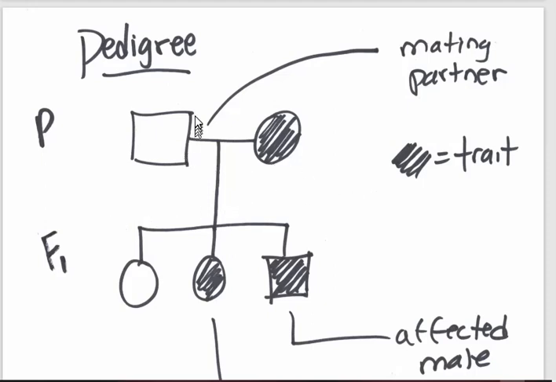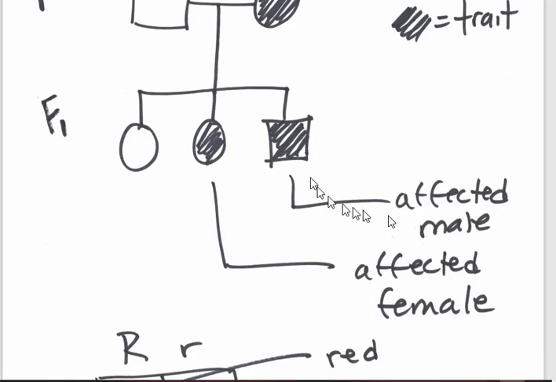In a pedigree, if a male and a female have a line between them, what does that indicate? If the circle or the square is shaded, what does that mean? If it is a shaded square, what does that mean? If it's a shaded circle, what does that mean?